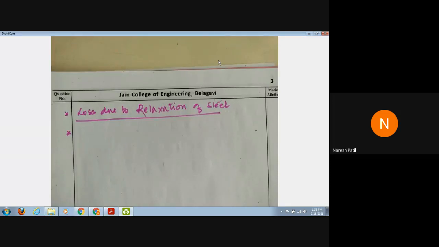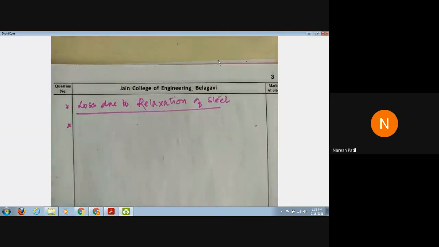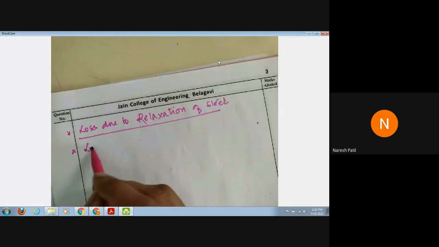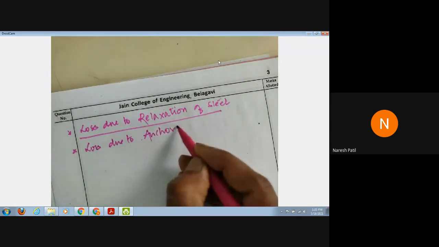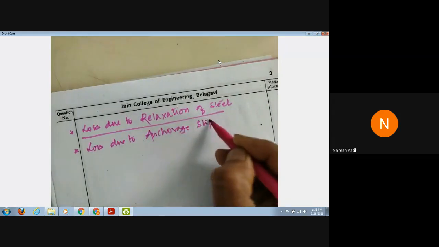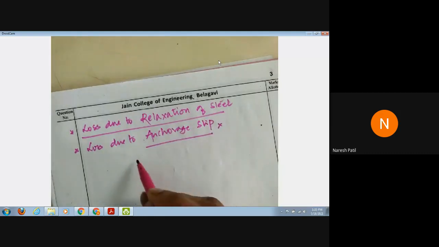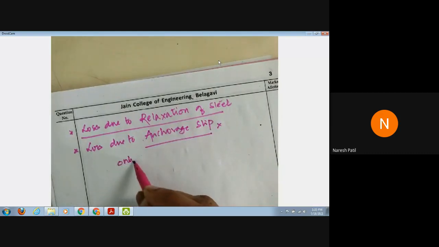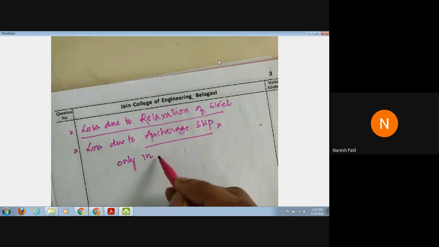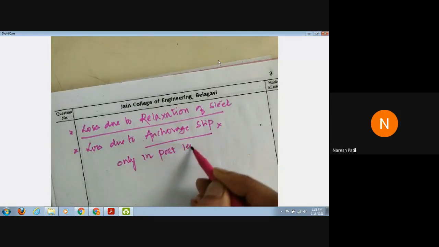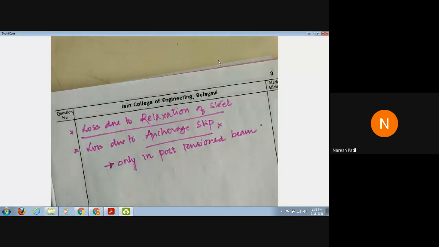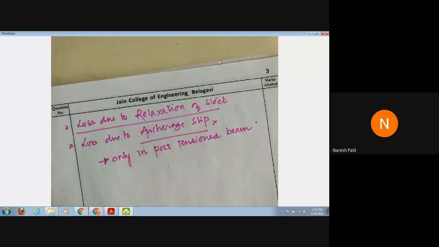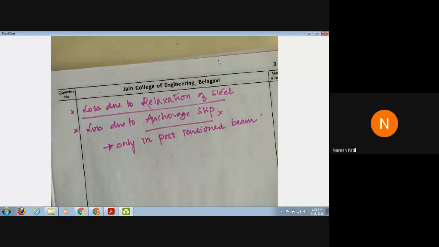Okay. Then next we have loss due to anchorage slip. Next loss is loss due to anchorage slip. ये बहुत important है. This loss will be there only in post tension. Why? Can anyone tell me why it will be there only in post tension? This loss will be there only in post tension beams. Why? Can anyone answer this?